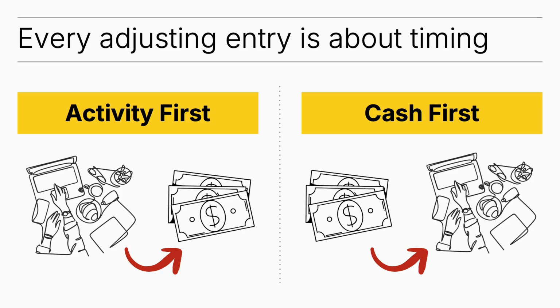So every adjusting entry is really about timing. It's simply asking, did the activity happen first or did the cash happen first? As we go through the 4 types, keep coming back to this question because it will help you identify each one much more easily. Let's start with the first type, where the activity happens before the cash.